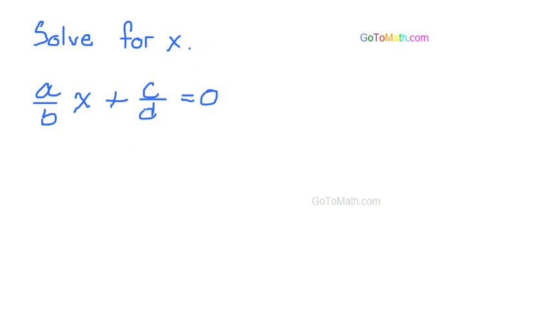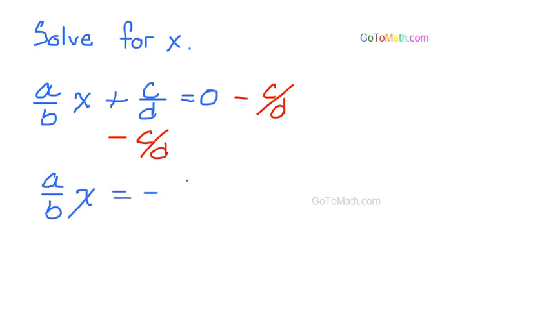So the first thing we're going to do is take this c over d. We got to get rid of that. So we want to move all the constants to one side. We're trying to isolate x. Remember, that's what's going on in this problem. We're going to do that by subtracting c over d from both sides. All right, that'll get rid of this guy here. And then we'll rewrite it. So we have a over b x is equal to negative c over d.